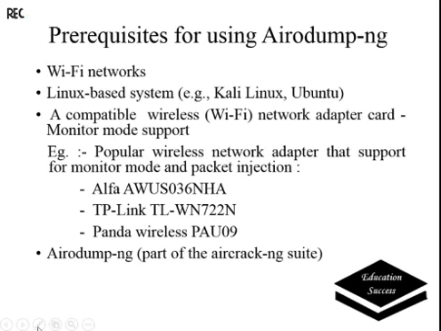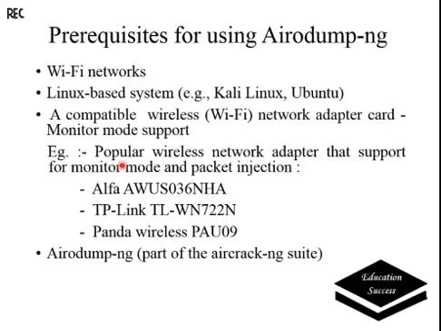Today we will see Wi-Fi hacking using Airodump-ng. Prerequisites for this are a Wi-Fi network, a Linux-based system, and a compatible wireless network adapter card that supports monitor mode. Because a wireless network adapter card works in two modes, monitor mode or manage mode. By default our network adapter card is in manage mode, but when we want to run Airodump-ng it has to be in monitor mode only. So we require a compatible wireless network adapter card which will support monitor mode.